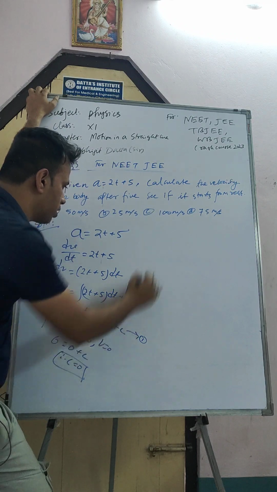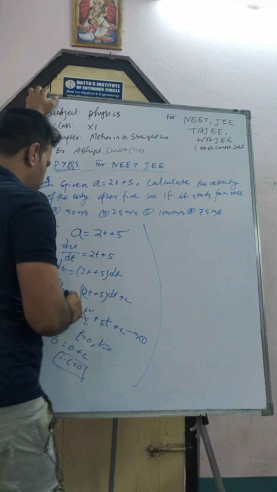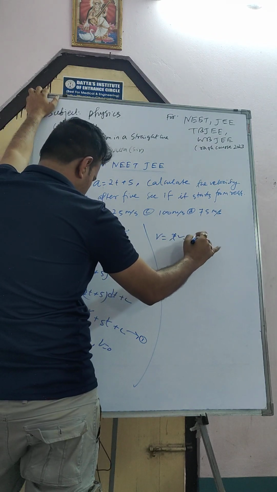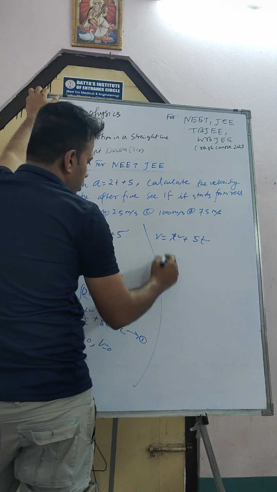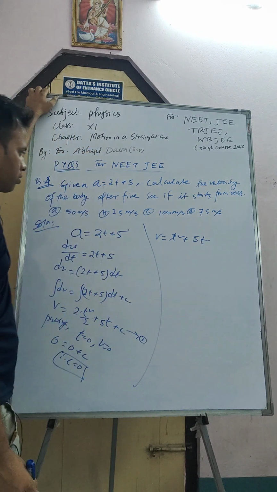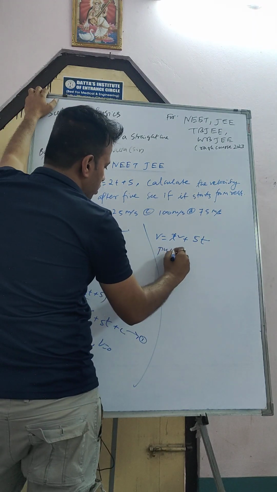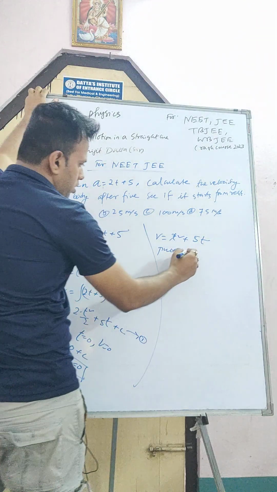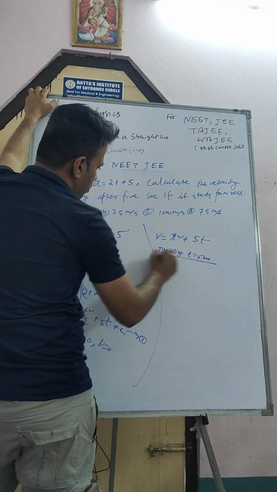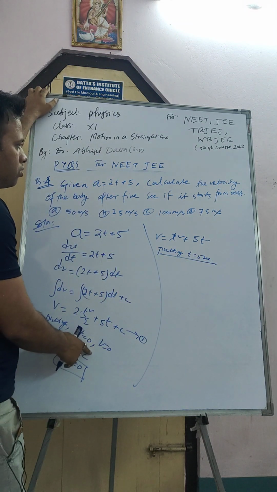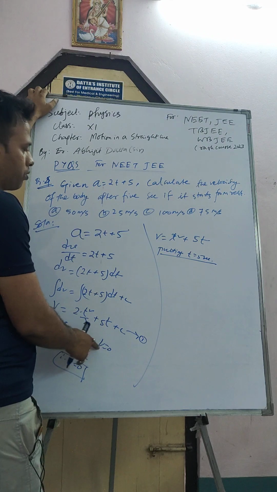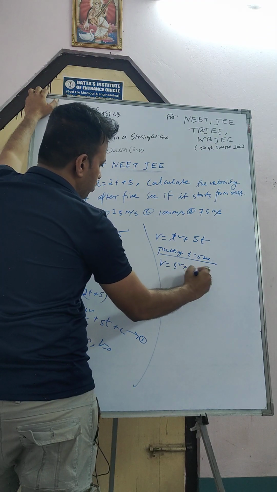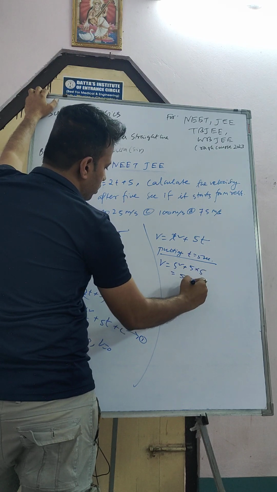You can write in this way, or you can use integration limits also. So v will be t square plus 5t. Now putting t equal to 5 here. At the start this is 0. After 5 seconds, if you start from 0, v equals 5 square plus 5 into 5, that is 50 meters per second.